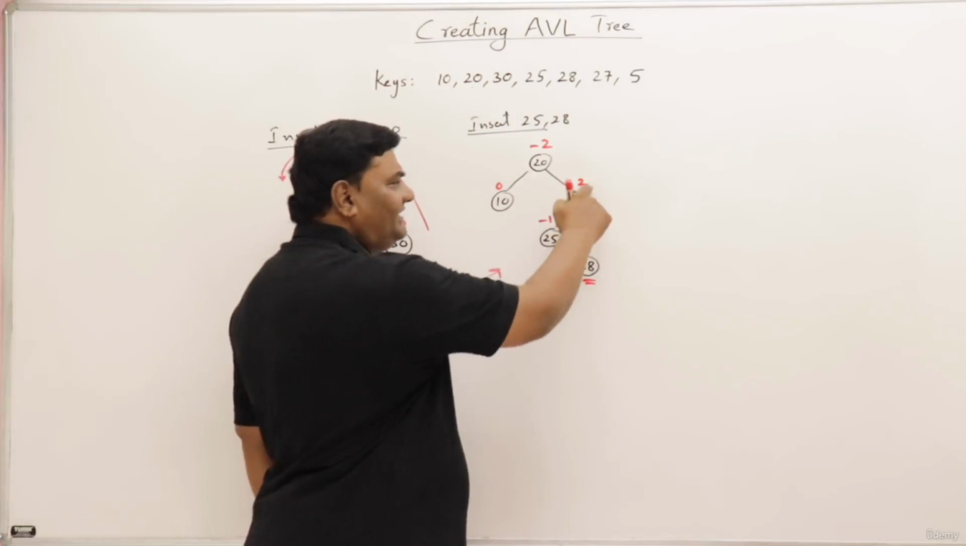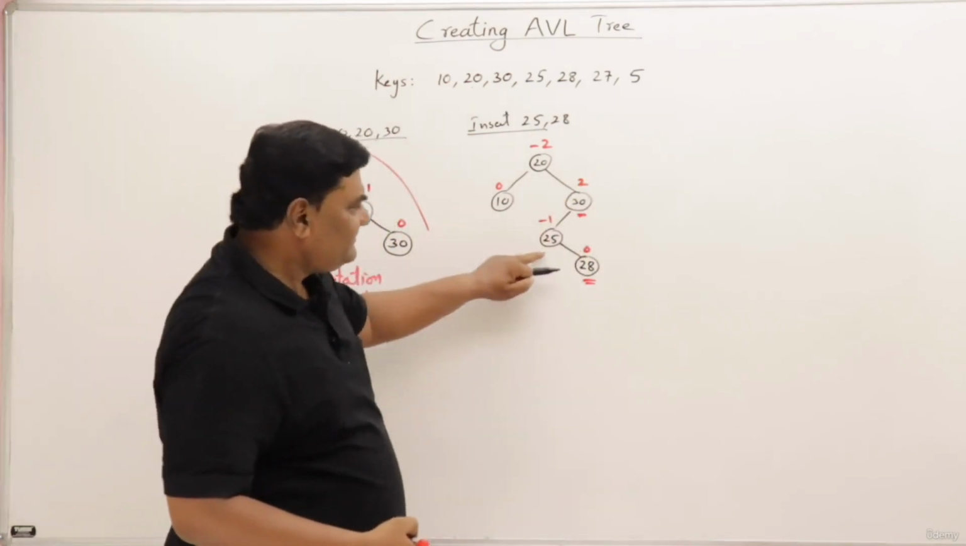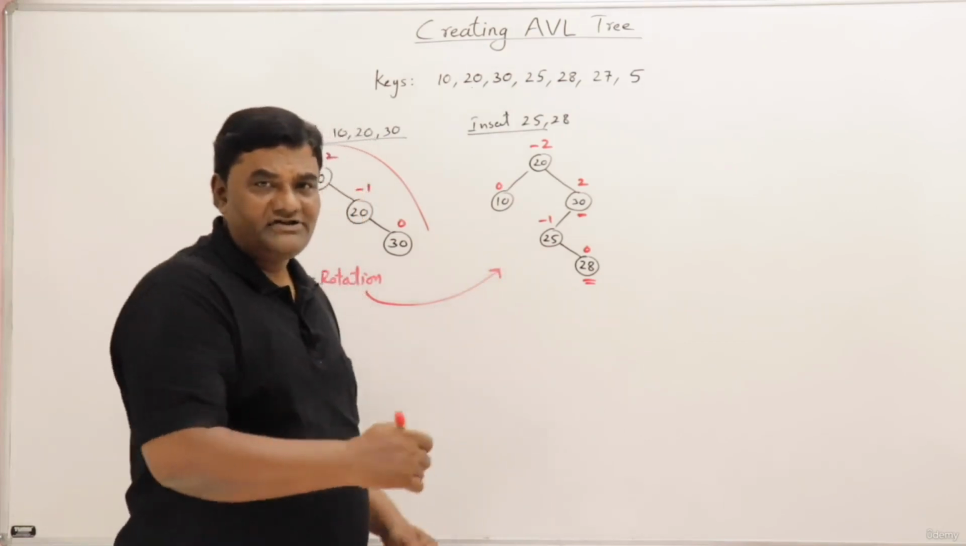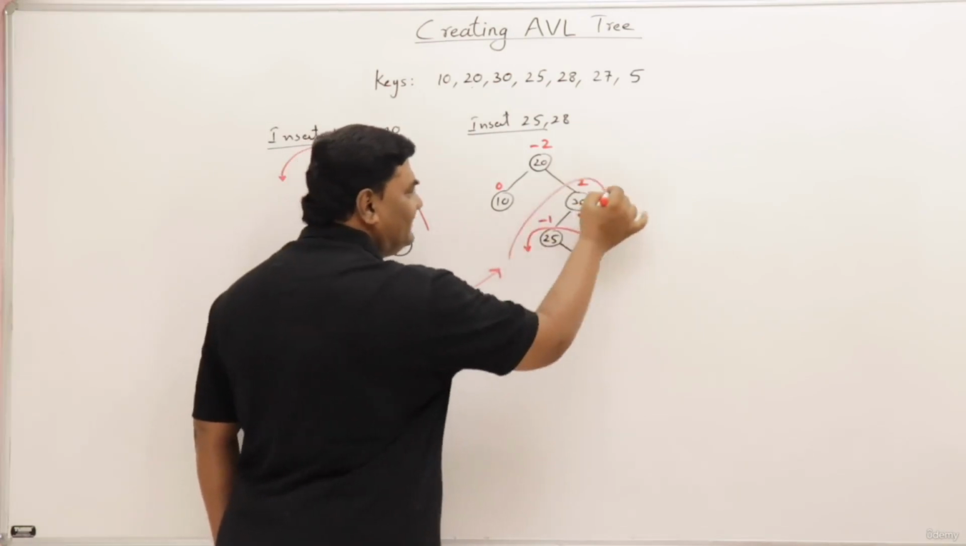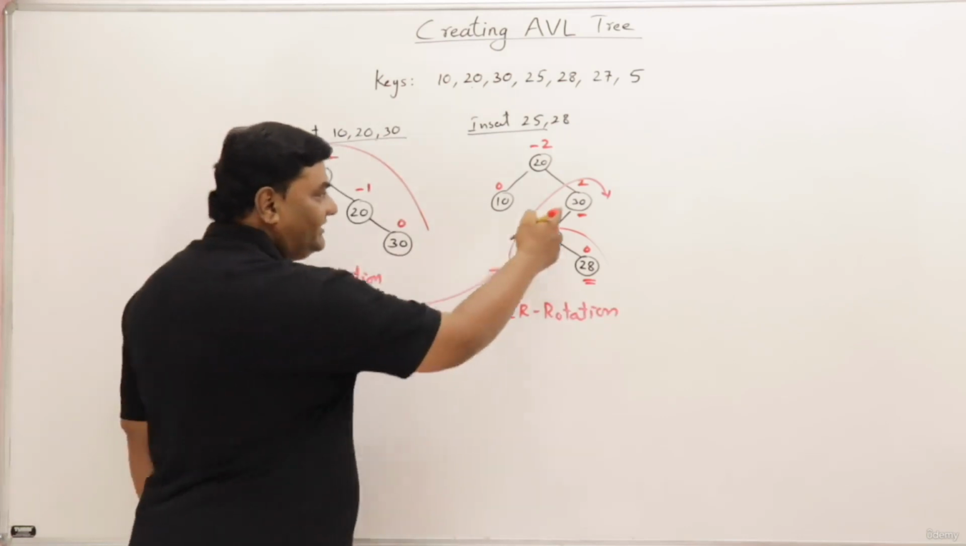The other way, what is the balance factor? 2. 2 means it is heavy on the left hand side. Then this is minus 1. So it is heavy on the right hand side. So we have to perform LR rotation. So LR rotation upon this one like this and then this one. So this is LR rotation upon this node.